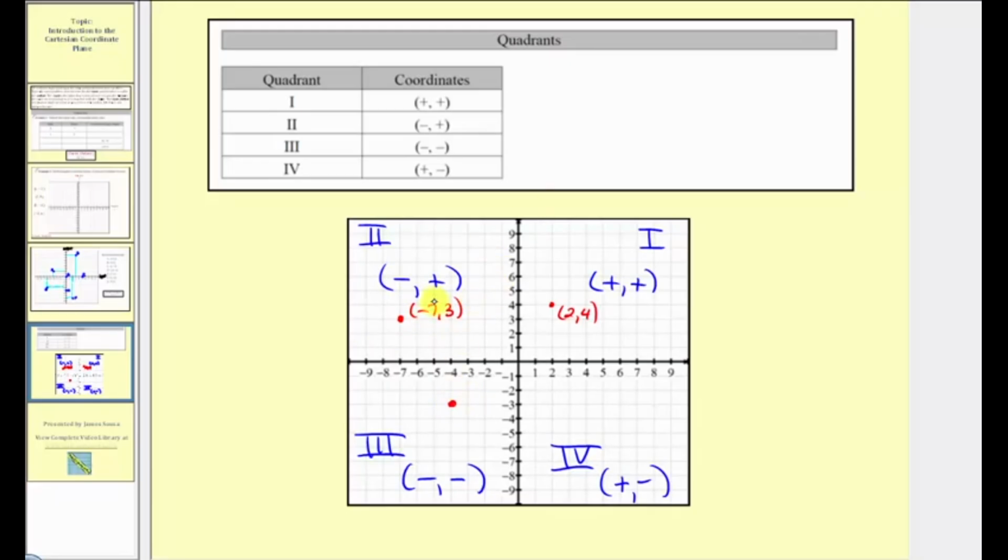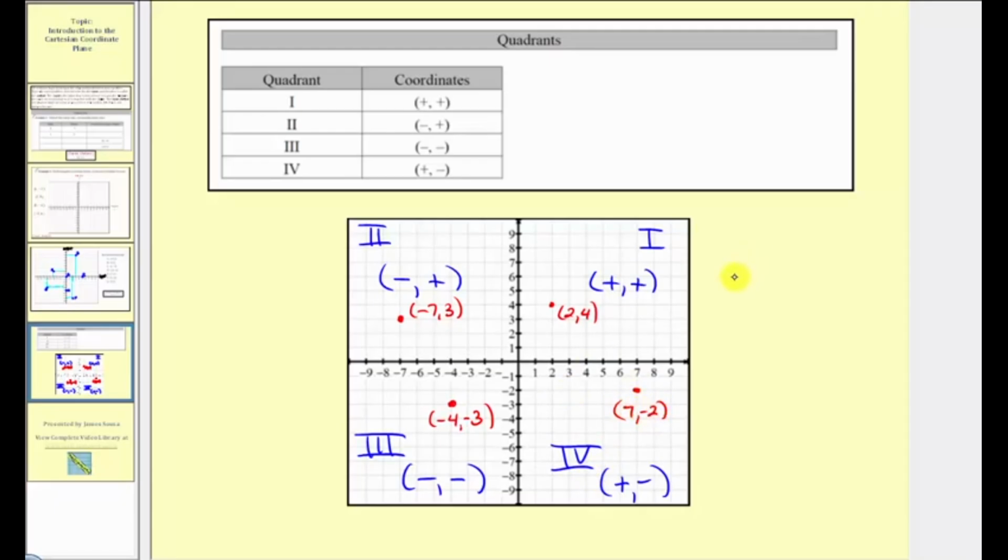This point here would have coordinates, or the ordered pair, -4, -3. Both the input and output are negative, so we're in the third quadrant. And here, let's say this point has coordinates, or ordered pair, 7, -2. This point is in the fourth quadrant because the input is positive and the output is negative.